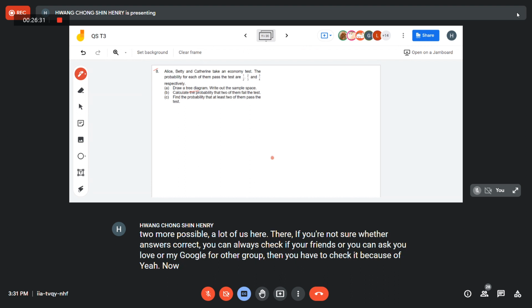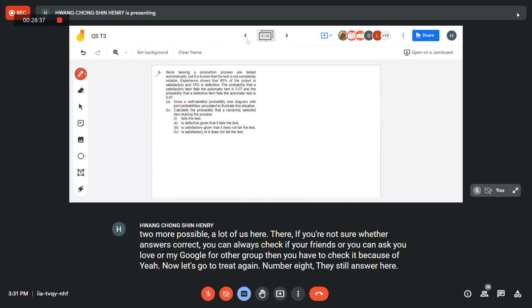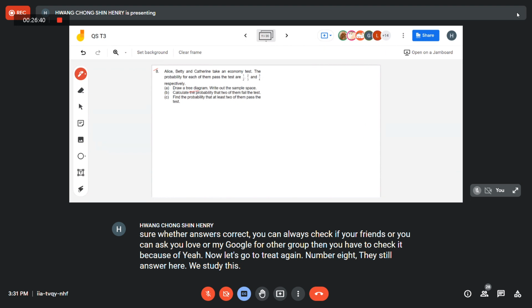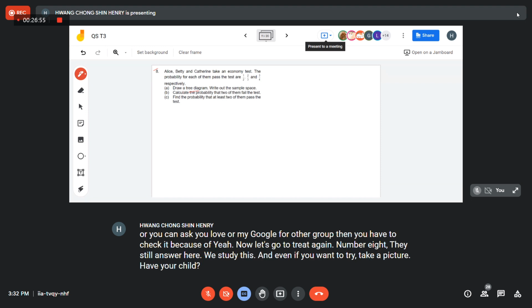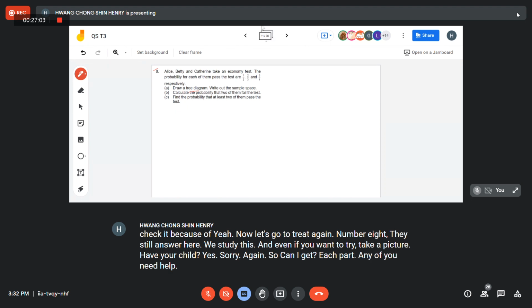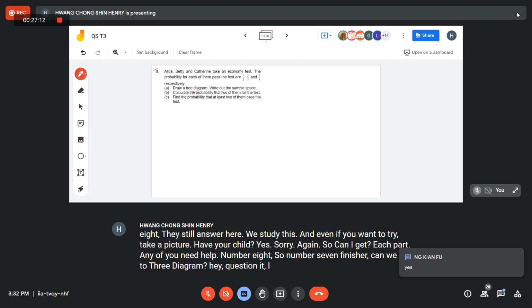Yeah. Now let's go to tree diagram number 8. There's no answer here. Whose turn is this? Anyone of you want to try? Take picture and post it lah. Have you all tried or not? Yes, try it. Can get answer? Cannot get answer. Which part? Any of you need help? Number 8. So number 7 finish. Can we go to tree diagram? Okay, question 8. I think some of you need help.